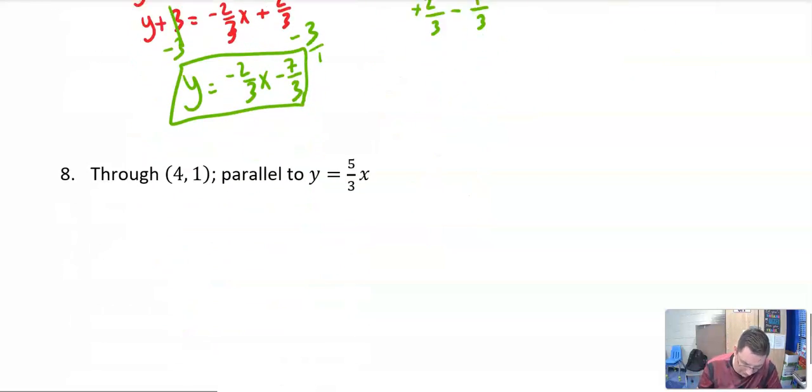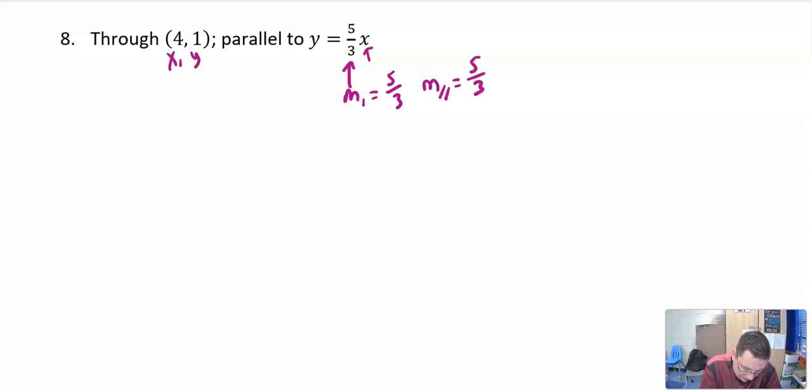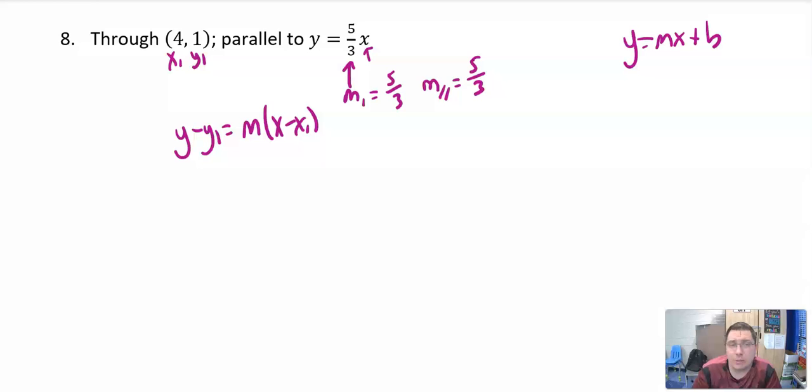And so finally, our last example, example 8, through the point 4,1 and parallel to y equals 5/3 x. And so in this form, remember, there's an x sitting here, which means if it's attached to the x, it's our what? This is our slope. So slope 1 is 5/3, and our slope parallel is 5/3. This is our point, x sub 1, y sub 1. Again, we're trying to get into slope-intercept form, so we want to start in point-slope, and then convert over and eventually get into our slope-intercept form.